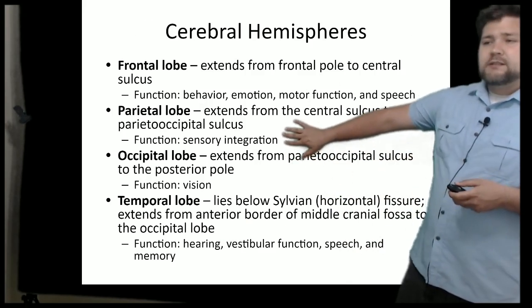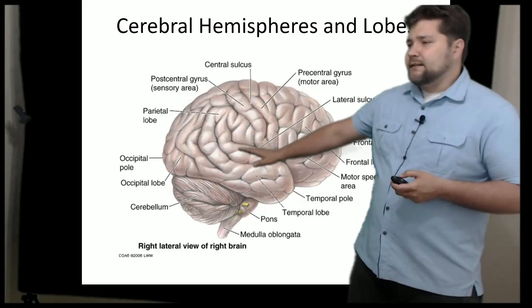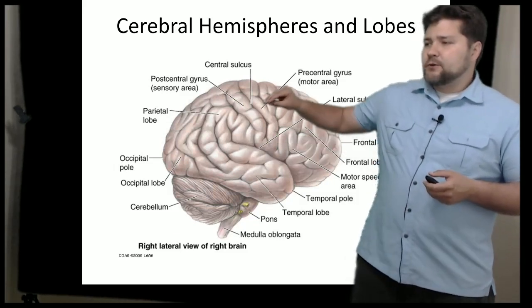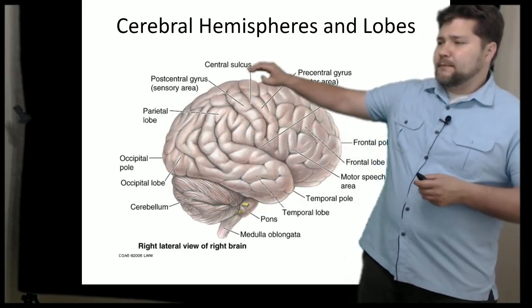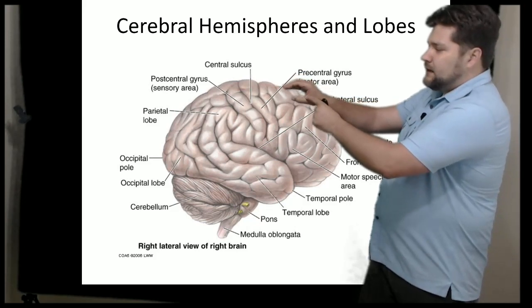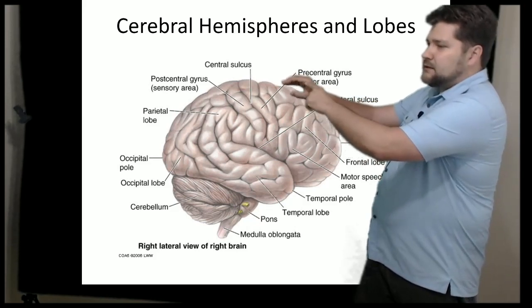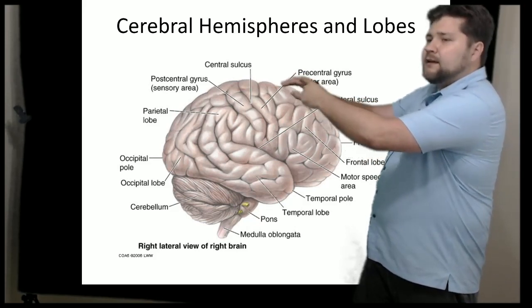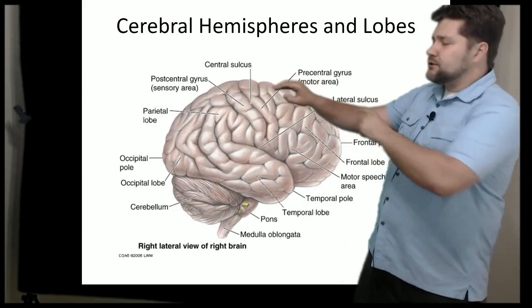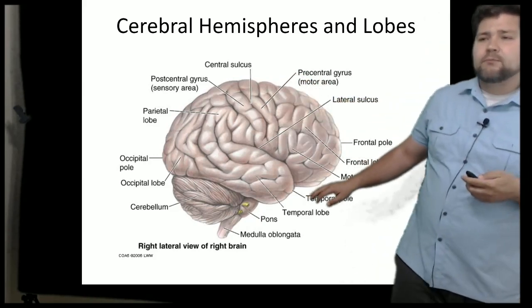This lies below the sylvian or horizontal fissure. So that's that fissure. So if you were to use your hand and thumb as a mock brain, this would be my temporal lobe. There's that sylvian fissure, and this is my remainder of the cerebrum. And that's where the temporal lobe is going to be.